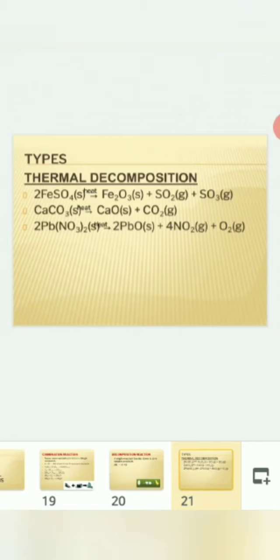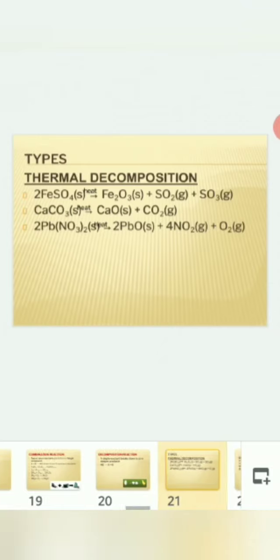Here you have some examples where ferrous sulfate on decomposition with the help of heat gives ferric oxide plus sulfur dioxide plus sulfur trioxide. Similarly, calcium carbonate on heating gives calcium oxide plus carbon dioxide. Next, lead nitrate on heating will decompose to give lead oxide plus nitrogen dioxide plus oxygen.